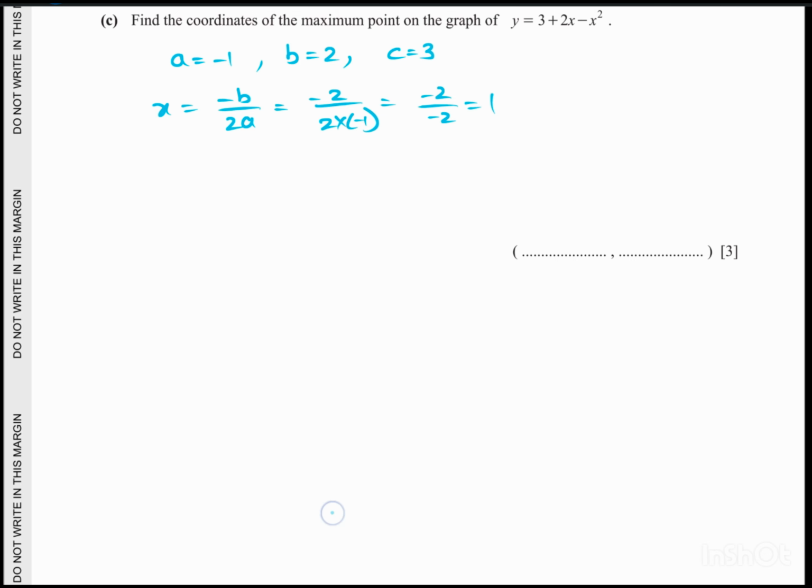Now substituting this in y, to find the y coordinate, you have to substitute the x value in the given equation. 3 plus 2 into 1 minus 1 squared. So this will be 3 plus 2 minus 1, so 3 plus 1, which is 4. So x is 1, y is 4. So the coordinates of the maximum are (1, 4).